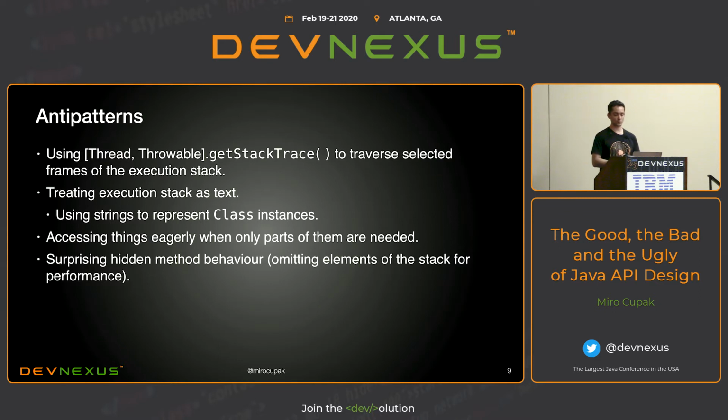In particular, don't use strings to represent class instances. Don't eagerly access whole things when you only need parts of them, which is one of the main issues with getStackTrace. Avoid hidden behavior. Your API should be clear. Remember the omitting of elements for performance reasons.